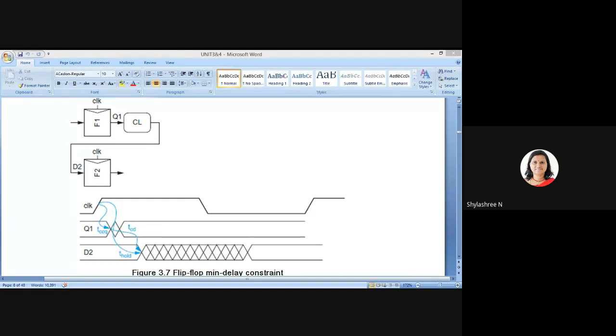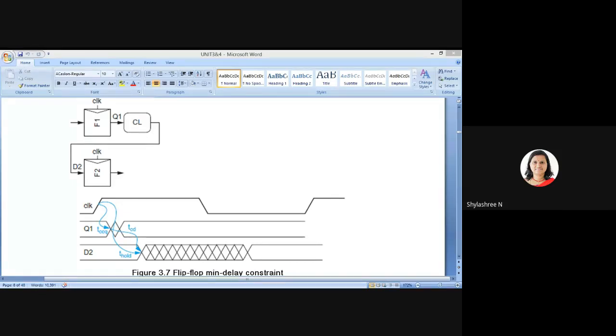Guys, what is the equation we can write? So what is TCD? TCD is your combinational logic. That's what I said. Here the option is only one: we have to redesign the combinational logic. Whereas in the case of the maximum delay constraint, there are two options: either you can increase the clock period or redesign the combinational logic. That's why we wrote two equations there.